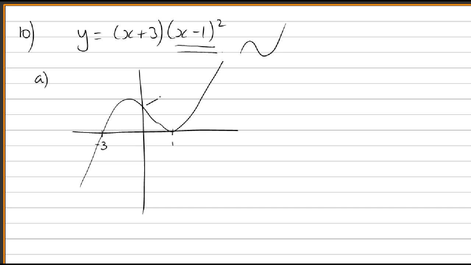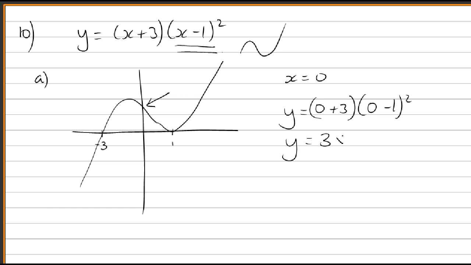Now we need to state where it cuts the y-axis. And where it cuts the y-axis, x is equal to 0. So y equals 0 plus 3 multiplied by 0 minus 1 all squared. So y equals 3 times, well, minus 1 squared will be 1. So y equals 3. So the coordinates of the graph where it cuts the y-axis is when x is 0 and y equals 3.